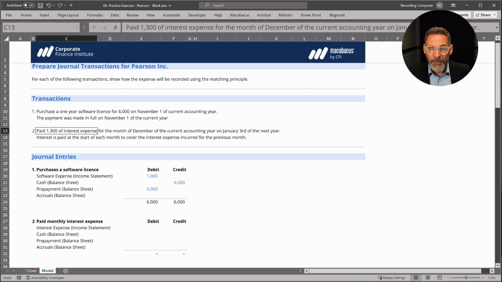So we're not going to deal with cash in this journal entry because in the current year, we haven't paid or received any cash. But we do have to record the expense because the expense relates to the current year, in particular the month of December. Now recall that when we increase an expense, that's a debit.